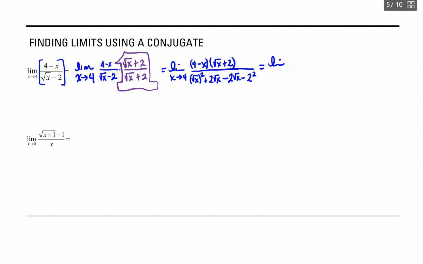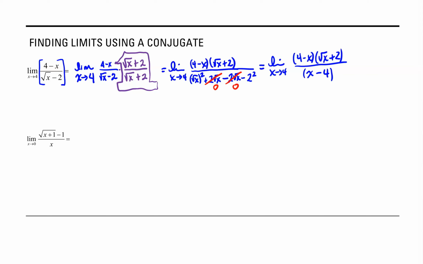So we get the limit as x approaches 4 of 4 minus x times the square root of x plus 2 all over. Now, I notice I have plus 2 square roots of x and minus 2 square roots of x. So those add to 0. And that leaves me with square root of x squared, so that's x minus 4 as my denominator.